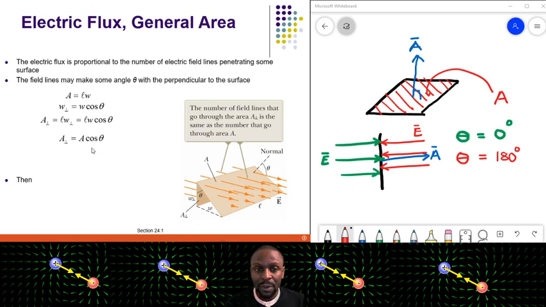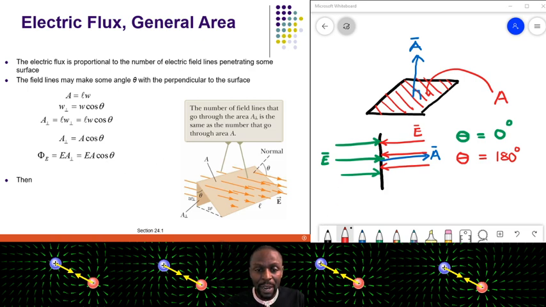Right, now what is the flux? Flux must be the magnitude of the electric field times the magnitude of the A perpendicular. In that case, this is your electric flux. The electric flux is just given by this. Now this equation here looks familiar.